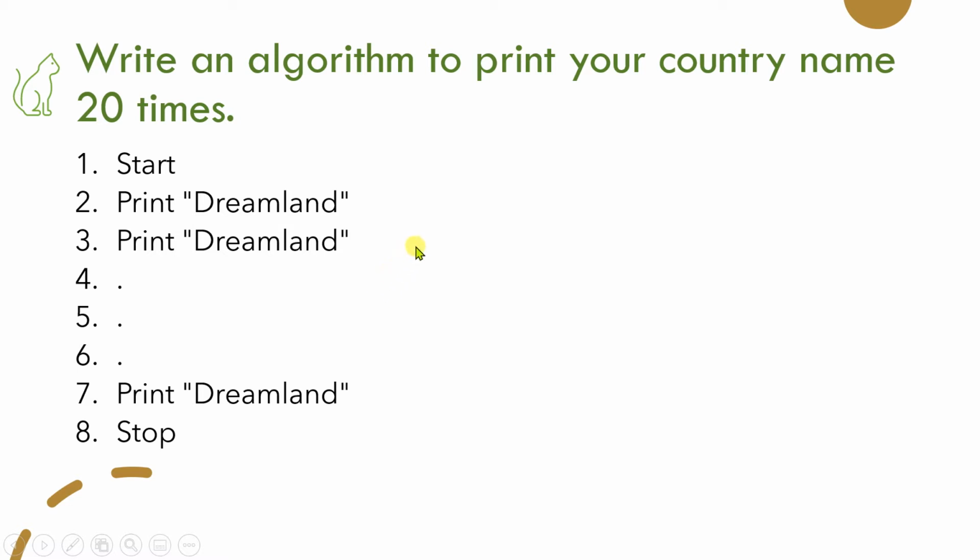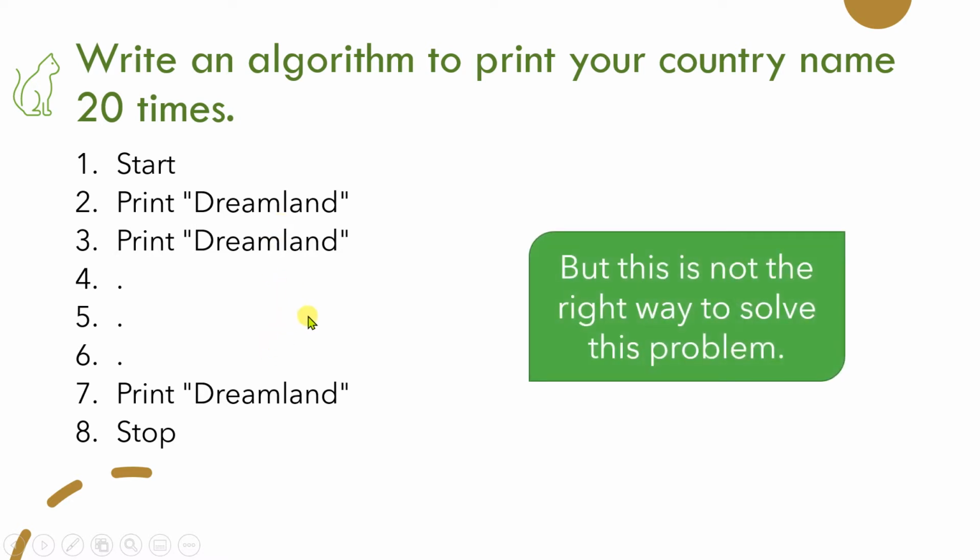But this is not the right way to solve this problem, because if somebody asks you to print your country name 50 times, then you need to write this particular line 50 times, which is not the way an algorithm is written. If you remember the definition of algorithm, it says we need a finite number of steps. Finite, obviously, this will be finite, but finiteness and definiteness must be there in the algorithm. That's why this approach will not work. For that reason we need to solve it with a different approach. So what is that different approach?